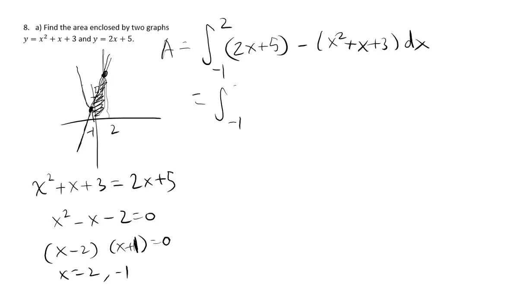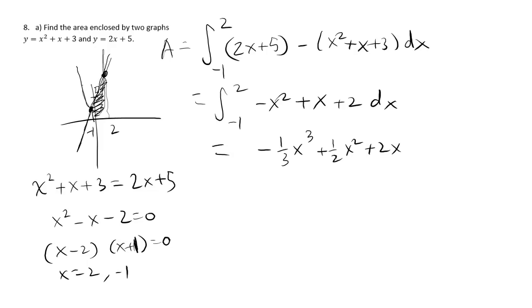And that is the integral from negative 1 to 2 of negative x squared, 2x minus x will be just positive x, and 5 minus 3 will be plus 2. The antiderivative is negative 1 over 3 x cubed plus 1/2 x squared plus 2x from negative 1 to 2. 2 cubed is 8, so you have negative 8 over 3. 2 squared is 4. 4 divided by 2 is 2. 2 times 2 is 4.